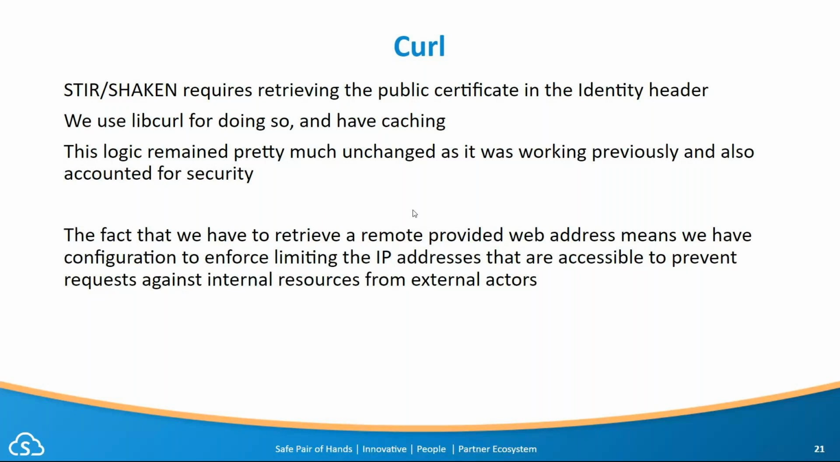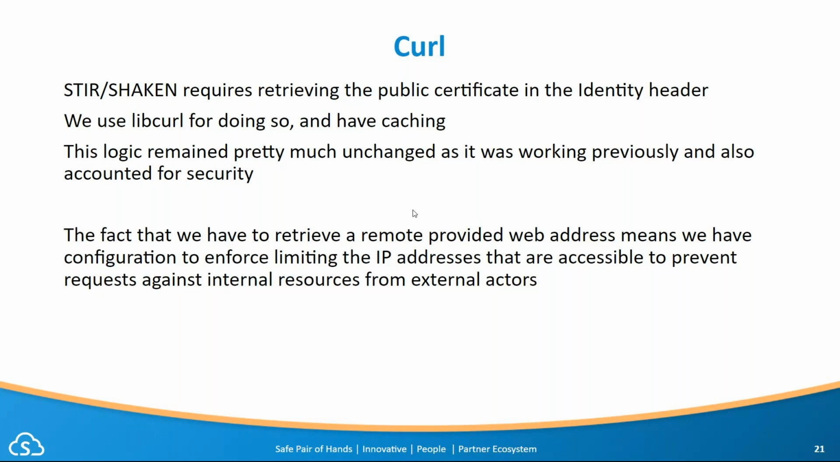Curl. So curl is both a command line application for downloading files, doing HTTP requests. It is also a library that Asterisk uses for various things, including the CURL dialplan function. So in STIR/SHAKEN, we needed a method to retrieve the public certificate in the Identity header, and we used libcurl for doing so. Since we already had curl support in Asterisk, it just made sense. We also wrote caching support so that we don't have to continually go and retrieve public certificates. If we receive calls from the same sources with the same public certificates, we'll just use the cache instead. And that's just to reduce the call setup time.